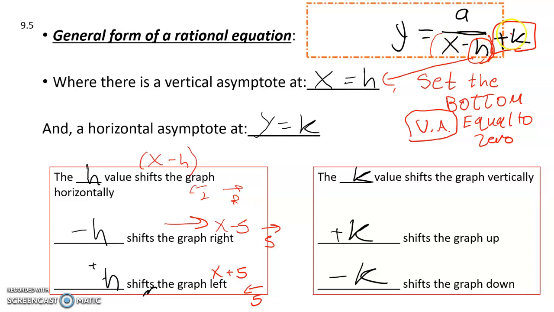And then the k value, that's kind of similar thinking, though not exactly the same. So if you have a plus k, on the outside, like a plus 3, that's going to shift it up 3 spots. And if you have a minus k, like a minus 3, it's going to shift it down 3 spots, okay? Okay, so that's the very basic general form of a rational equation.